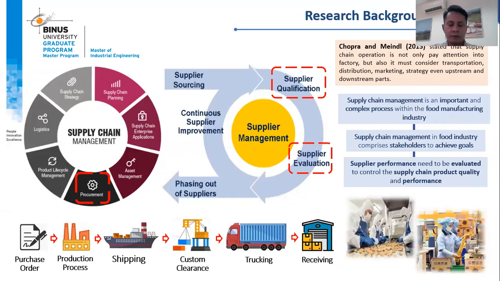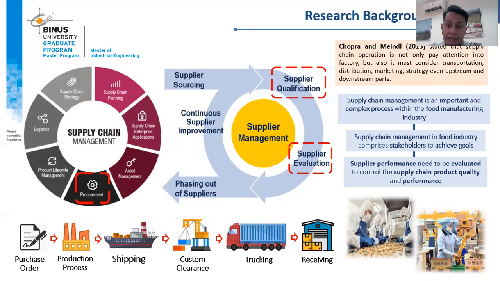First, research background. We are focused on supply chain management, and on the procurement department, which focuses on supplier management, especially supplier qualification and supplier evaluation. Chopra and Meindl in 2013 state that supply chain operation does not only pay attention to the factory, but also must consider transportation, distribution, marketing, strategy, even upstream and downstream parts.